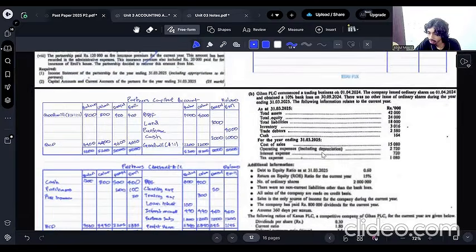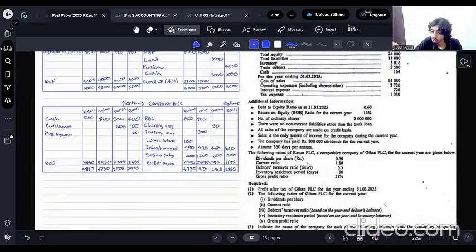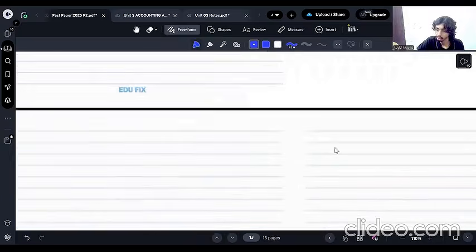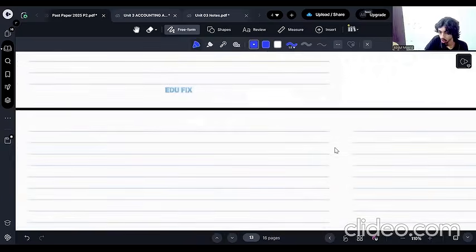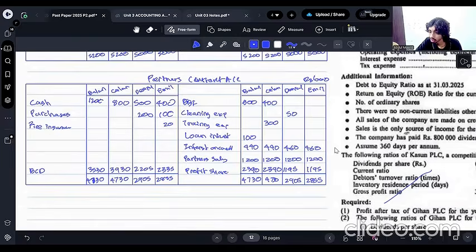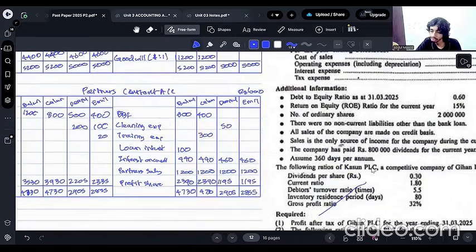Here total equity is given. Now you can find it through your return on equity equation. So we know, okay, first requirement, return on equity equals profit after tax divided by equity capital into 100. Now here, return on equity is given as 15%.